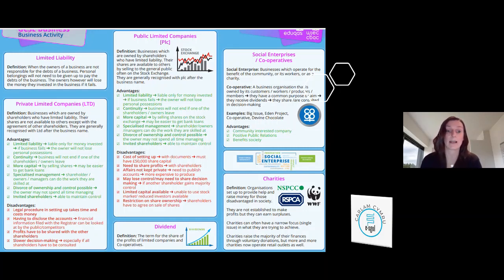They have limited capital available, and there's a restriction on share ownership. So shares have to be agreed on the sale of shares, and also they can be listed on the stock exchange as well.